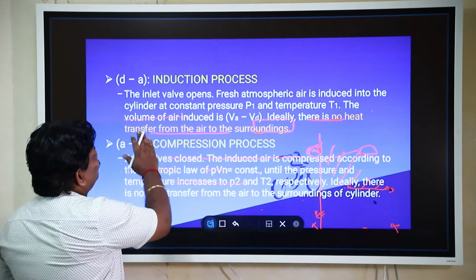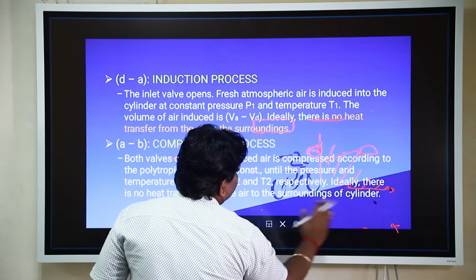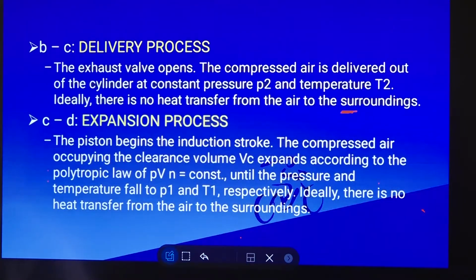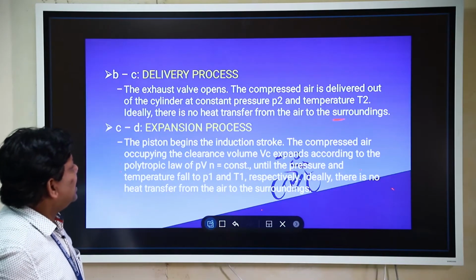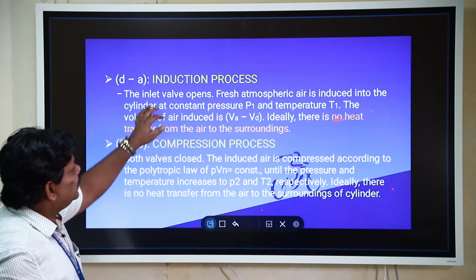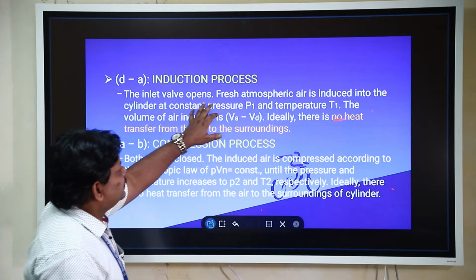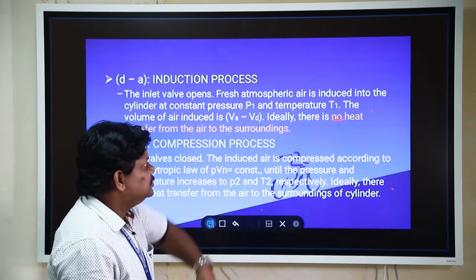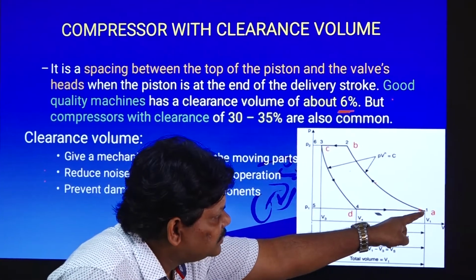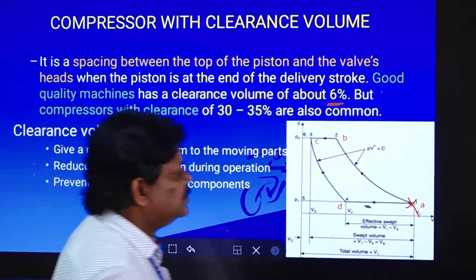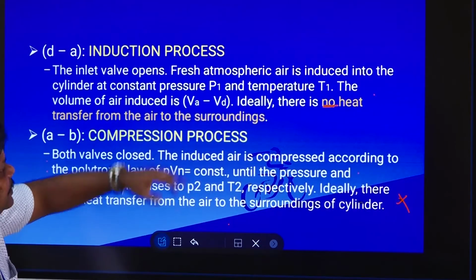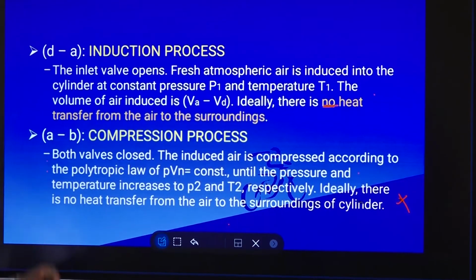Okay, so when you go for this process, what are the processes involved in these compressors? You can see an induction process, then compression process, delivery process, and expansion process. In the induction process, the inlet valve opens, and the fresh atmospheric air is induced into the cylinder at a constant pressure and temperature. You can see here the fresh air is induced into the compressor. This is the start of the compression process. The fresh air is induced at pressure P1 and T1.